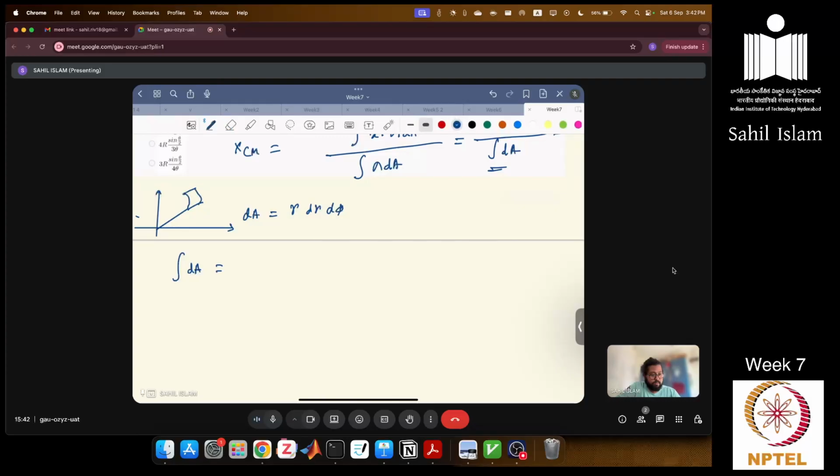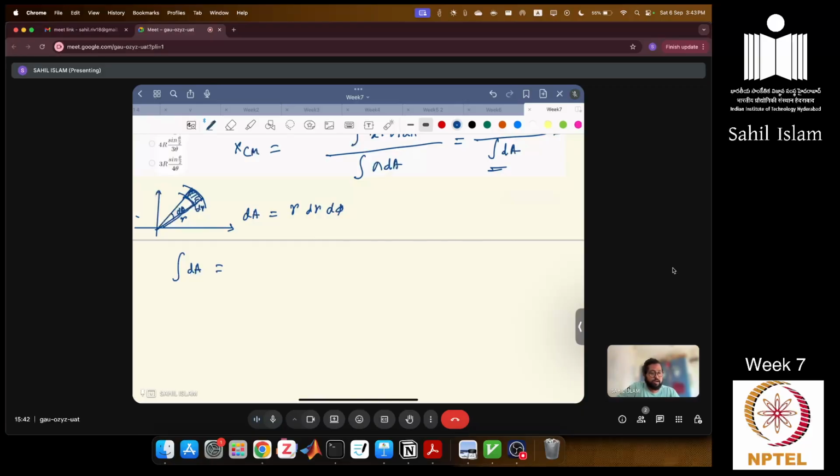This is the area element in 2D. Let's say this is r, this small portion is dr, and this angle is d theta or d phi. So this area will be r dr d phi.